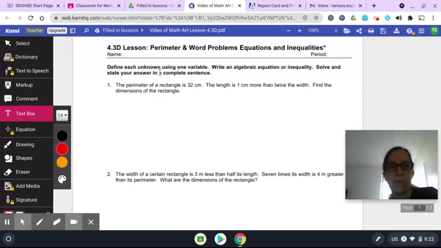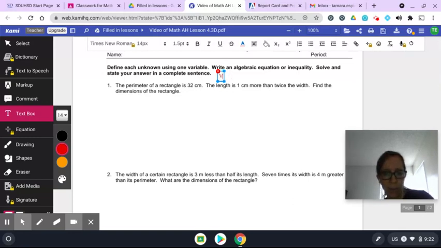Define each unknown using one variable. Write an algebraic equation or inequality. Solve and state your answer in a complete sentence. So remember, I'm always looking for my VUOS. Define your variable, write your equation. But now your equation might be an inequality. We have to read the problem to figure out which one we're doing, show your work, get your answer for your equation, and then interpret it and write it back in a complete sentence answering the question.